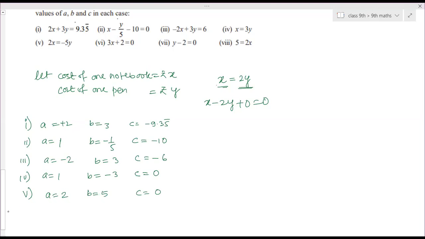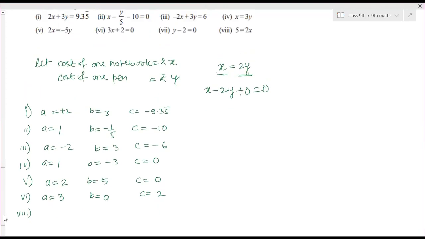Then Yatin, sixth one. Ma'am, A is equal to 3, B is equal to 0, C is equal to 2, ma'am. Okay.